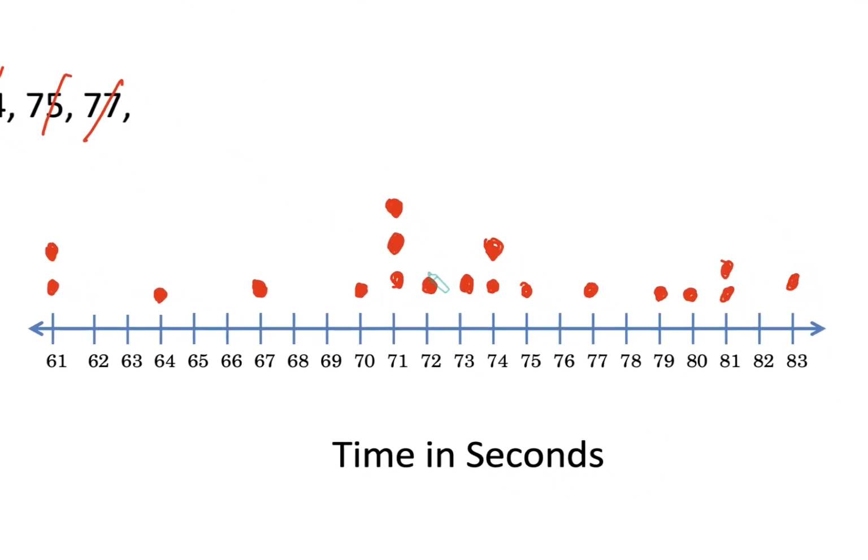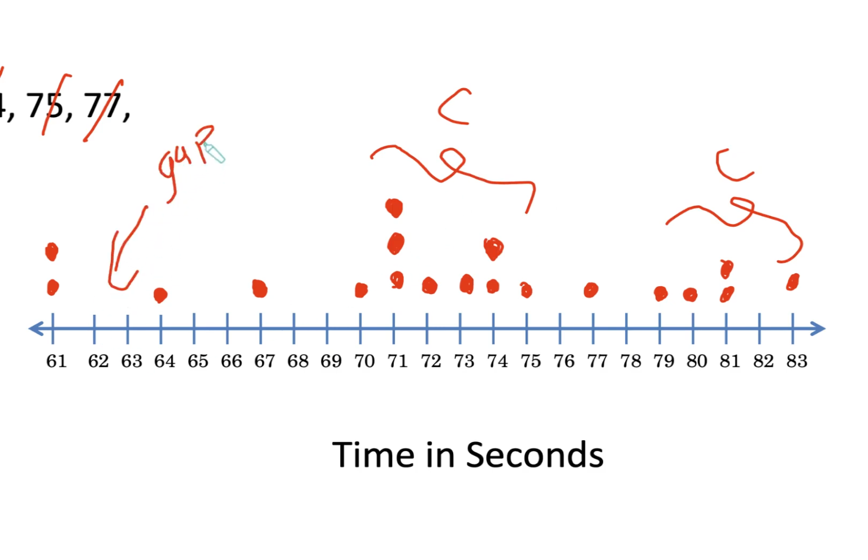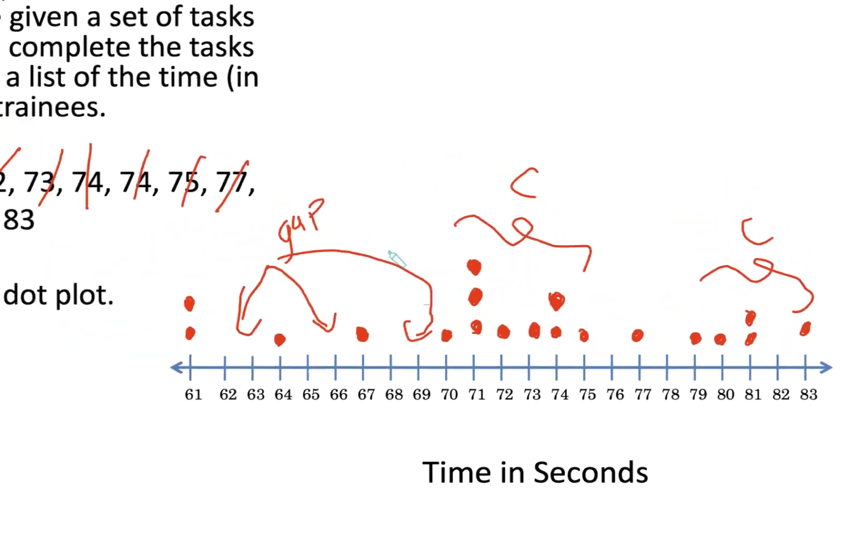So this is my dot plot. Notice I have a cluster right here. So here's a cluster and also here's a cluster. I'm going to put C for cluster. Notice here I have some gaps here and also here's a gap and over here is also a gap. And basically that's how you create a dot plot.